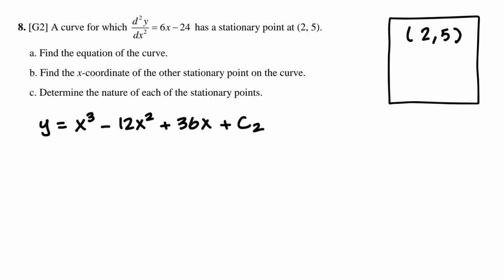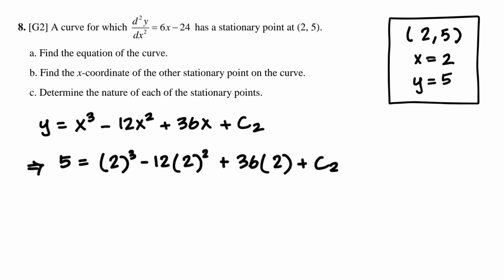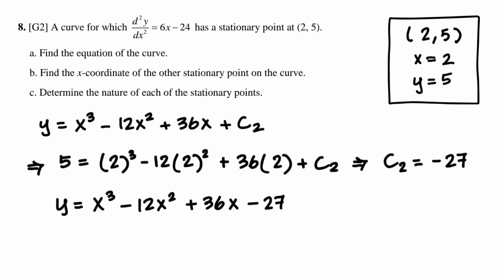We will use the coordinates (2, 5). When x equals 2, y equals 5. Let's substitute into our second integration. y equals x cubed minus 12x squared plus 36x plus c2. So, 5 equals 2 cubed minus 12 times 2 squared plus 36 times 2 plus c2. Solving for c2, we get c2 equals negative 27. So our original function is y equals x cubed minus 12x squared plus 36x minus 27.